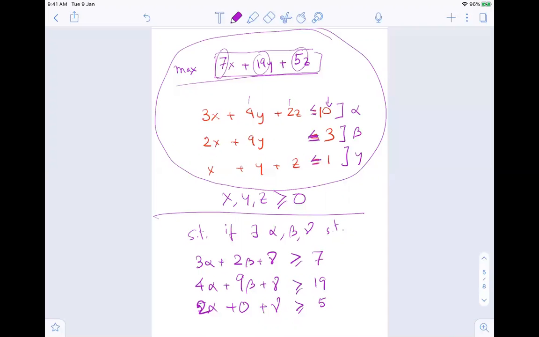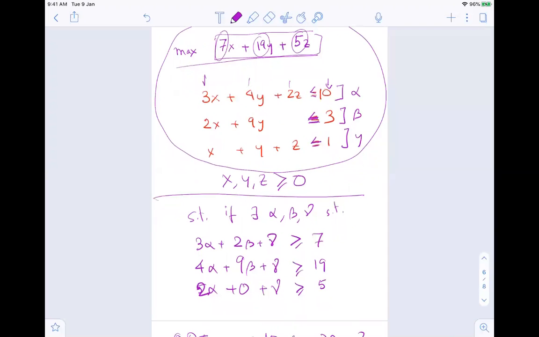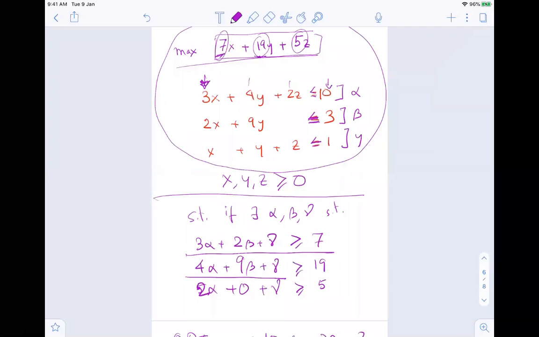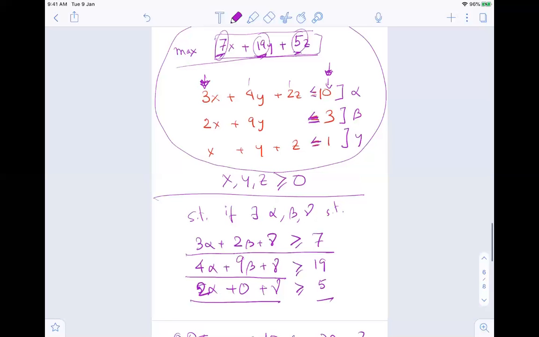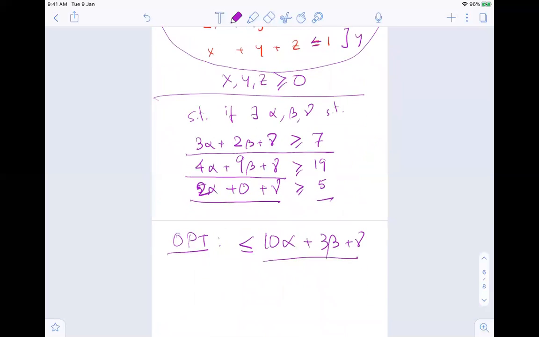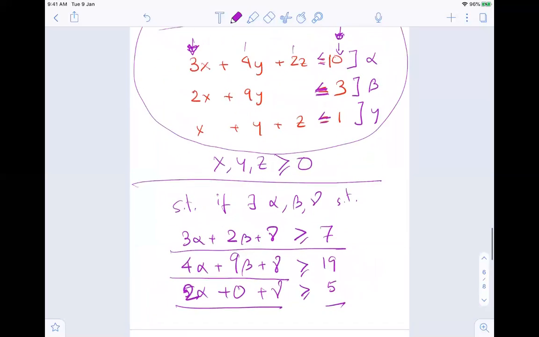Just look at the coefficient of x. That coefficient of x must be less than this 7. The coefficient of y must be less than this 19. And the coefficient of z must be equal to this 5. Right? Yes, sir. And then the constant term that you have will be an upper bound of the optimum.